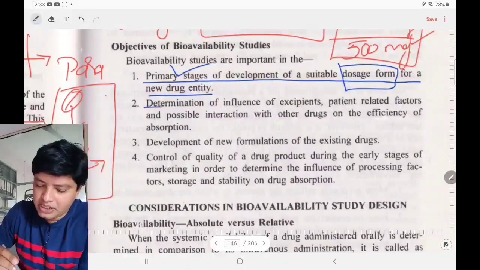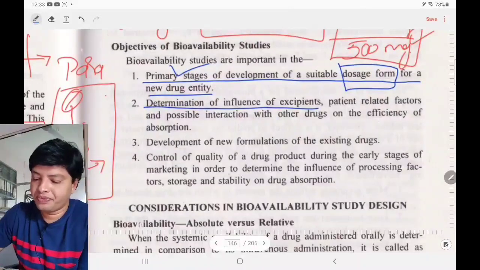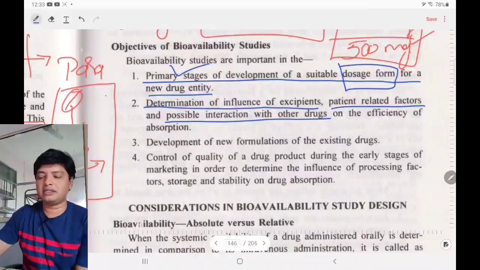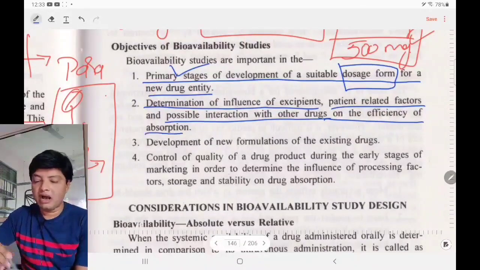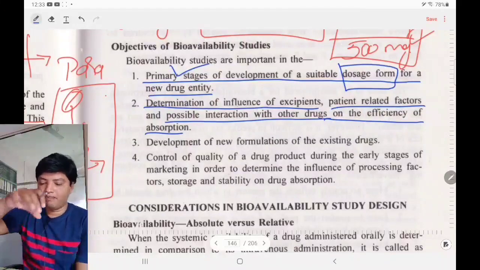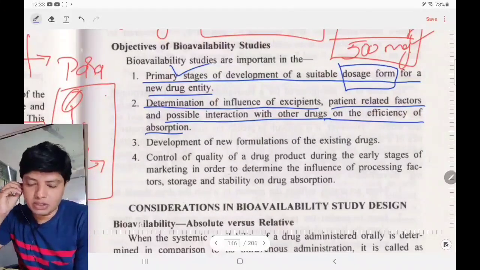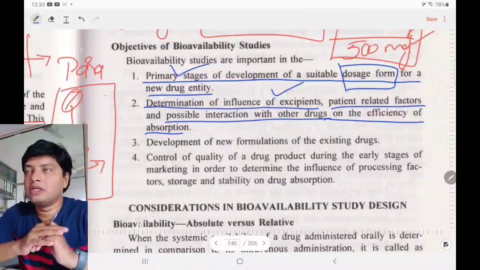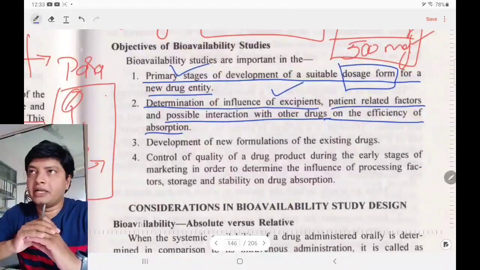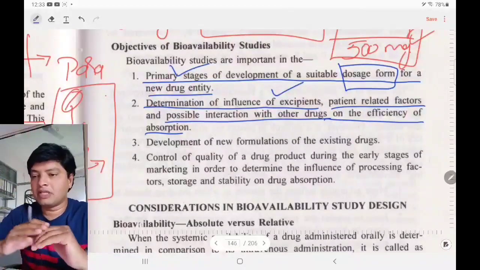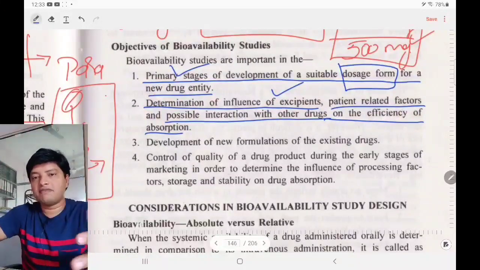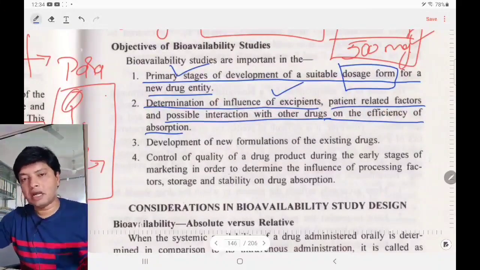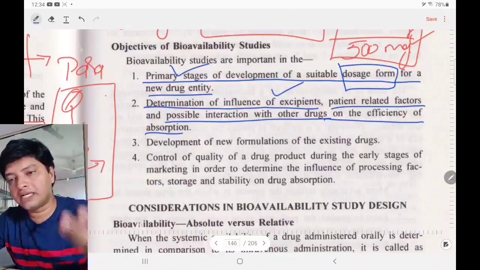The second point is determination of the influence of excipients, patient-related factors and possible interactions with other drugs on the efficacy of absorption. We will see it part by part. This point includes three points. One is the influence of excipients. Let's say I am using some excipient X in a particular dosage form. What is the influence of that excipient? It may hinder drug absorption or release, or it may help the drug reach systemic circulation, or help the drug get solubilized.